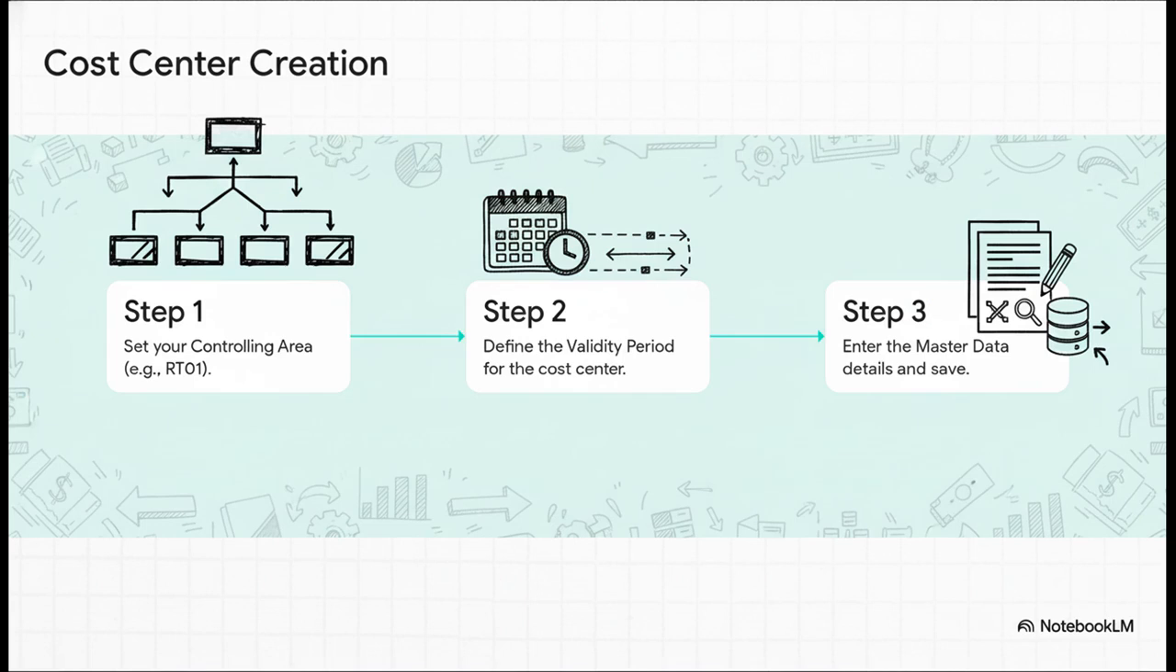And once you're in, it's actually pretty simple. It really boils down to three key things. First, you set your controlling area. This is kind of like the main organizational unit for all your cost accounting. Second, you define the validity period, which is just the start and end date for when this cost center can actually be used. And third, you fill in all the master data details.